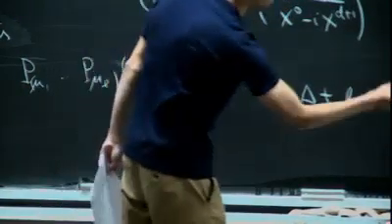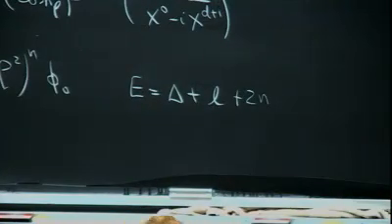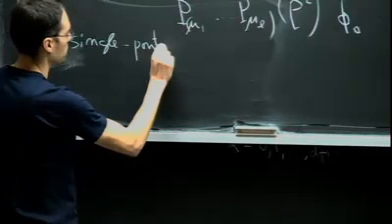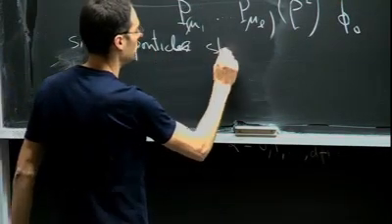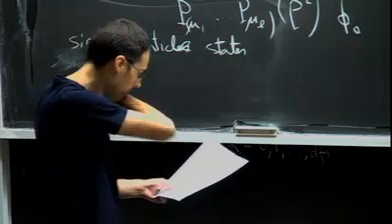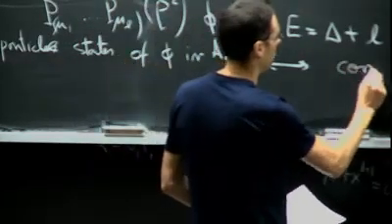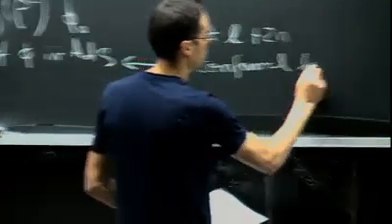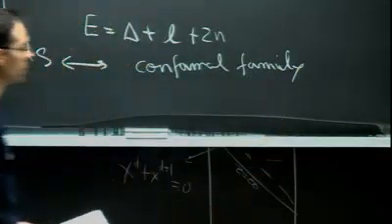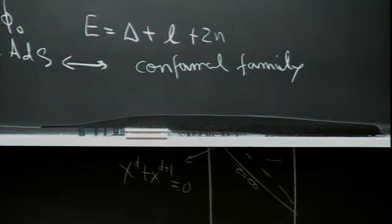Okay, so these are just integers. So the conclusion is that single particle states of phi in AdS are in one-to-one correspondence with a conformal family. Okay, so you have a primary and all of its descendants.